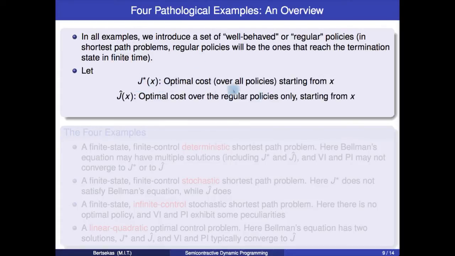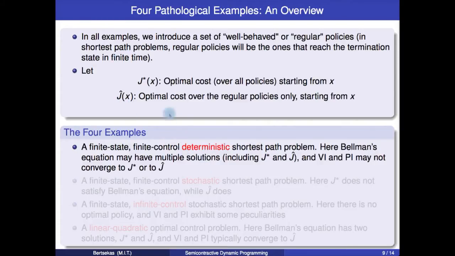There will also be some policies that are not well behaved, and let us continue to denote by J star of x the optimal cost over all policies starting from x, and let us introduce some new notation. Let us consider optimization over just the regular policies and denote by J hat of x the optimal cost over the regular policies only starting from x. So J hat cannot be smaller than J star, but it could be strictly larger, at least for some states.